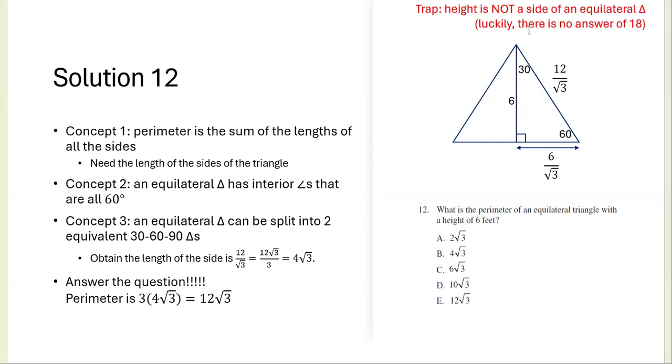In this case, we're lucky that there's no choice of 18. Okay. But anyway, so what is perimeter, first of all? We have to know what that is. Perimeter is the sum of the lengths of all the sides. Okay, so we need the length of a side of a triangle.